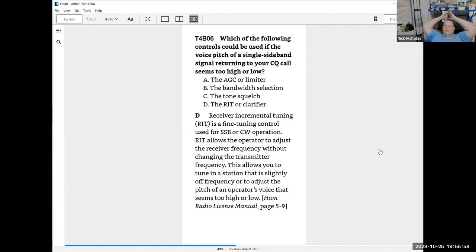Which of the following controls could be used if the voice pitch of a single sideband signal returning to your CQ call seems too high or low?